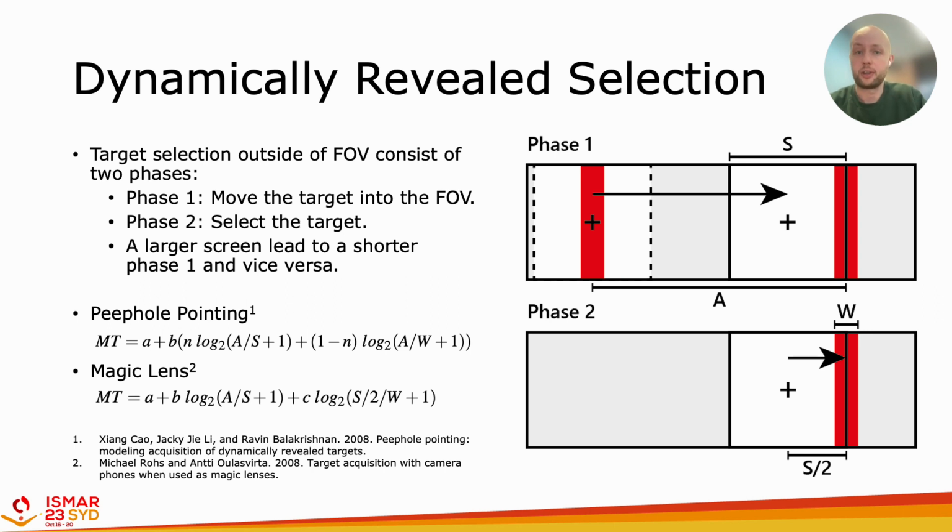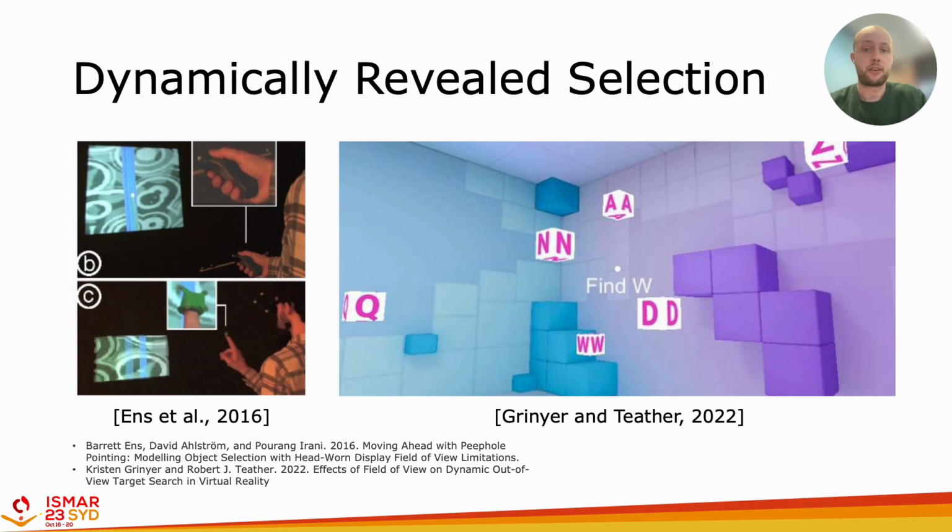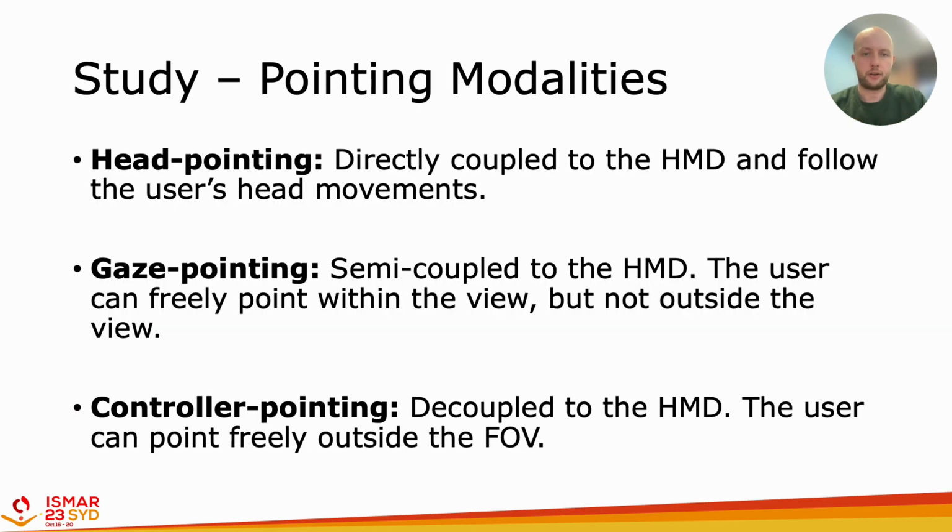And these are called peephole pointing and magic lens. And in general, these sort of selections have been mainly underexplored compared to selections within the field of view. But there are some exceptions, some work by Entz and colleagues where they compared these models for controller pointing and controller direct touch. And then there's also been some studies on search performance in VR. But so far, there's been lacking a study comparing basic modalities for selection of dynamically revealed targets. And this is what we want to do in this paper.